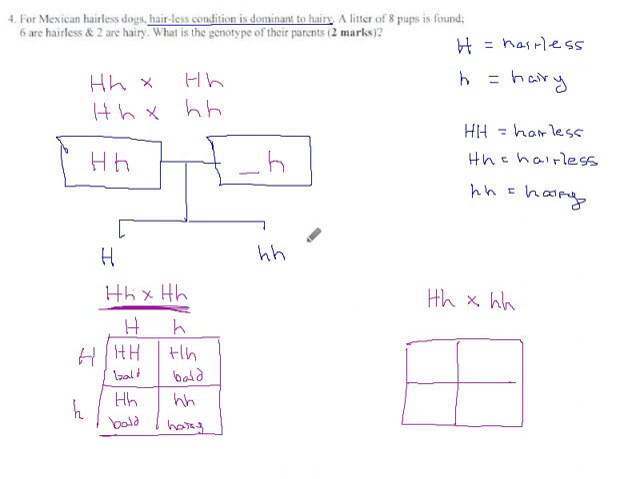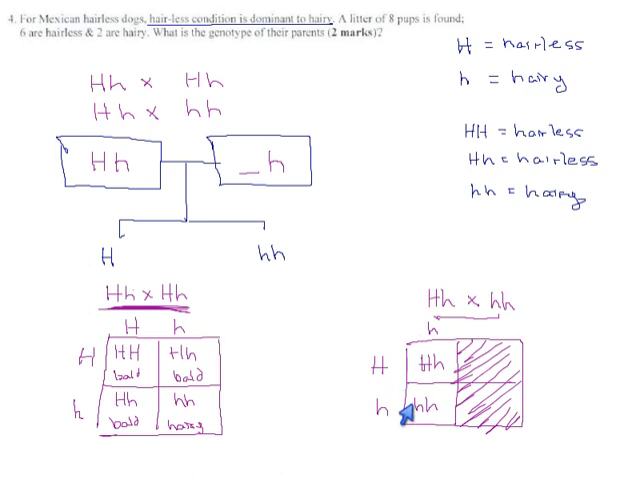Does this one work also? Big H, little h from the one parent. This parent can only contribute little h's, so I'm going to do that and just lose this second column. We don't need it. Here we get big H, little h, and little h, little h, which ends up being 50% hairless, 50% hairy. So what is the genotype of the parents? Well, it could be this.